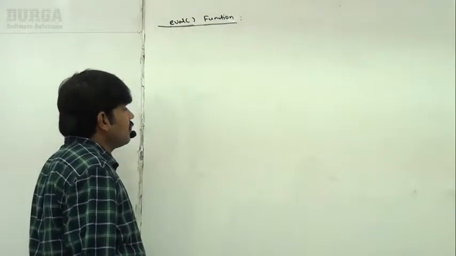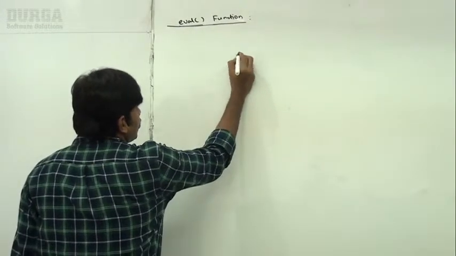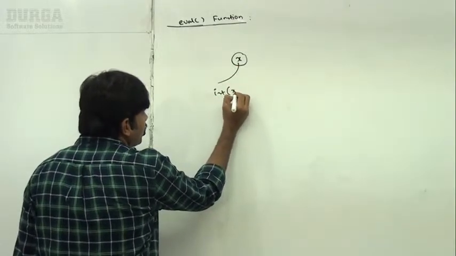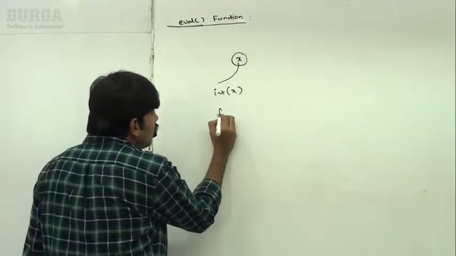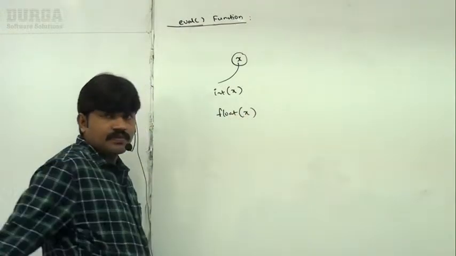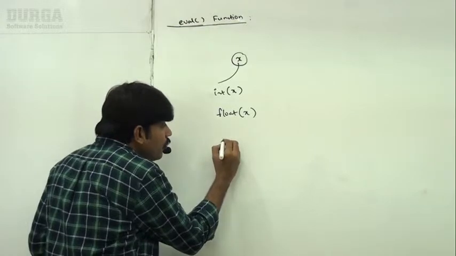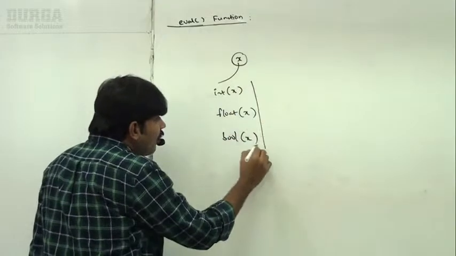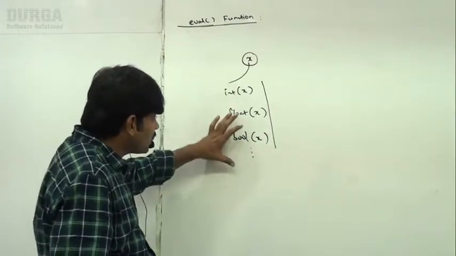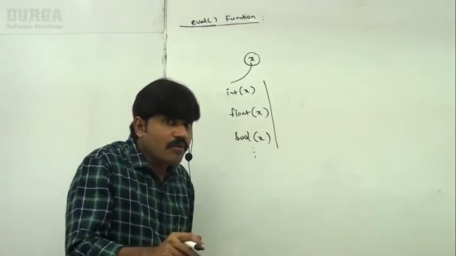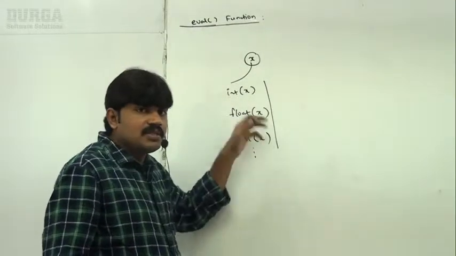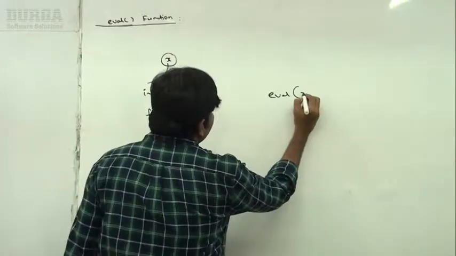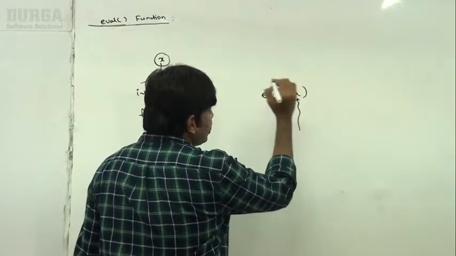Suppose I have some string x. I want to convert it to int type, int of x. I want to convert to float type, float of x. I want to convert to bool type, bool of x. We have this many typecasting functions. Now if we use eval, these many typecasting functions are not required. The reason is, eval is going to evaluate what type x is.